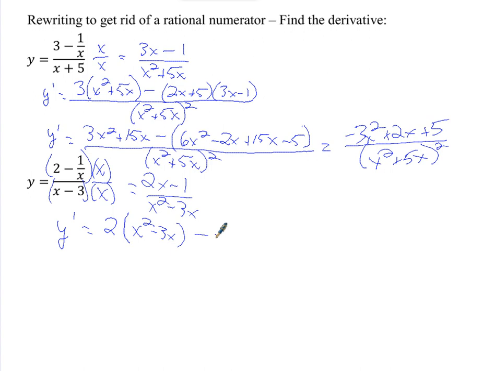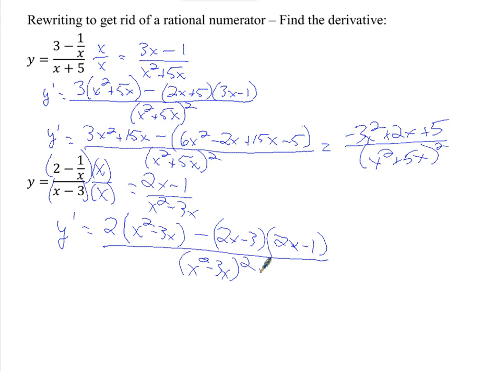Minus 2x minus 3 times 2x minus 1, the original f, all over the original g squared. He's the original g, not fake. Y prime equals minus 6x.